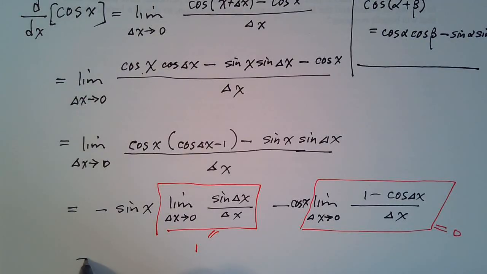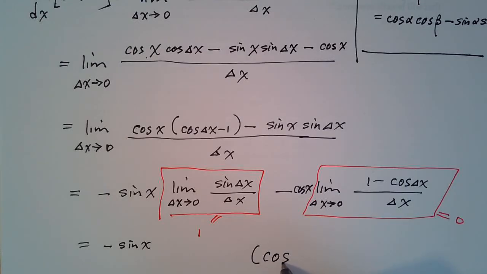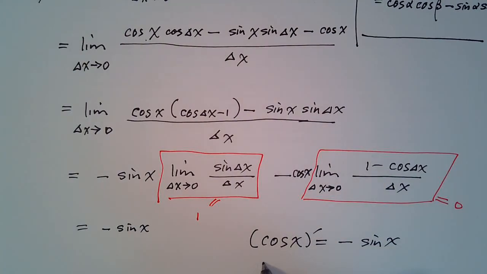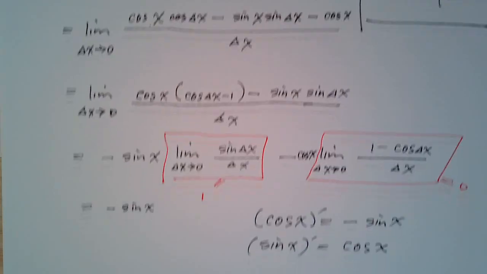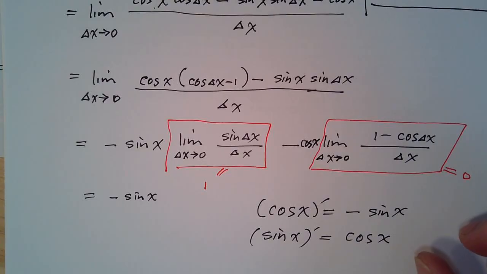Therefore, did you find something interesting? You only have a negative sine x. So what does that mean? That means cosine x, if you take the derivative of it, you should get negative sine x. And do you remember what we have for sine x? If you take the derivative of it, you get cosine x, isn't it? Yep. Okay, so those are the two most important things we are learning here, because for the sine and the cosine, we know how to get the derivative.